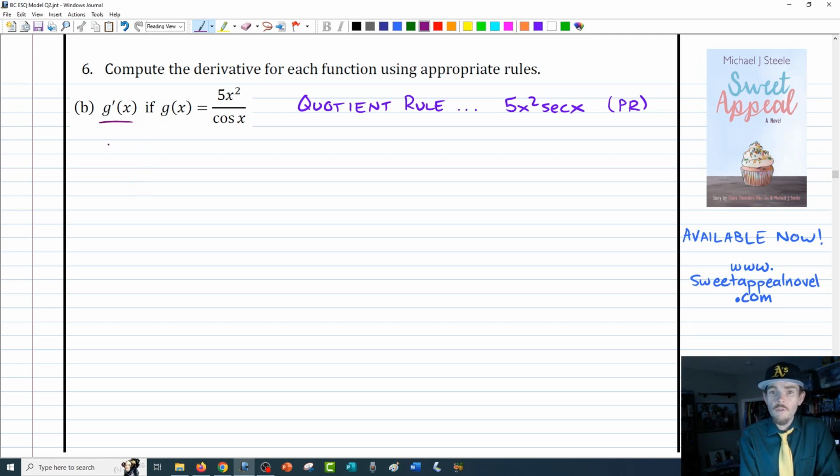Also of note, we're asked to compute g prime of x, so we just want the derivative rule. We're not looking for the specific slope, so we won't have to plug in a number or anything here. We just want the derivative itself. And this does mean that we can now take the derivative. I'm going to use the quotient rule.